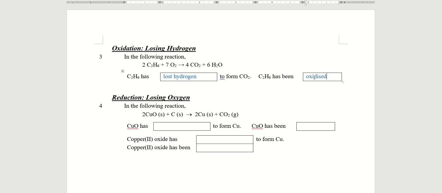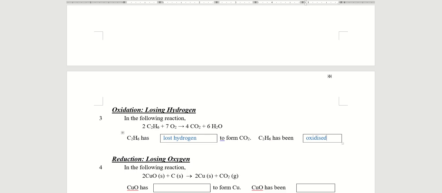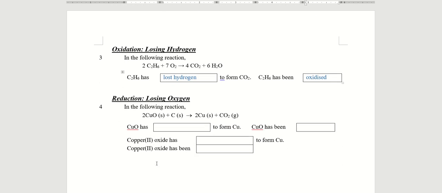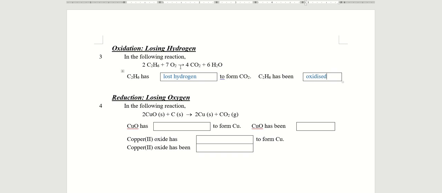Note here that I didn't say carbon has lost hydrogen. I've said ethane, the substance itself, the compound itself, has lost hydrogen. Therefore, ethane has been oxidized. Whereas in the previous examples, the reactions have all involved only elements. So let's recap. When ethane burns in oxygen to form carbon dioxide and water and steam, ethane has lost hydrogen.